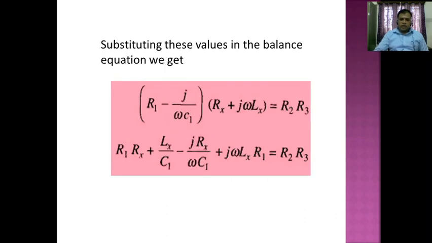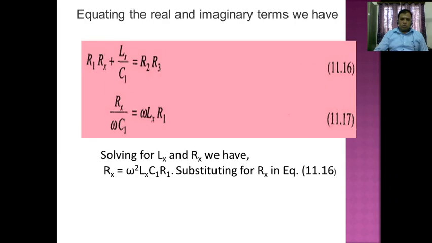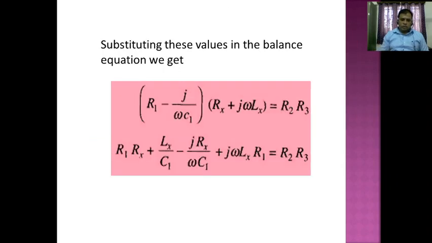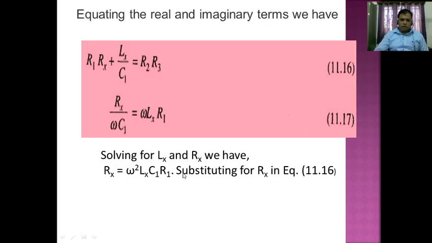So omega Lx R1 is equal to Rx by omega C1. This is the imaginary part, Rx by omega C1, as shown. Now these are the equations given, and they are solved for Lx and Rx. For Rx, by substituting, we have Rx is equal to omega square Lx C1 R1, which will be the value of Rx.